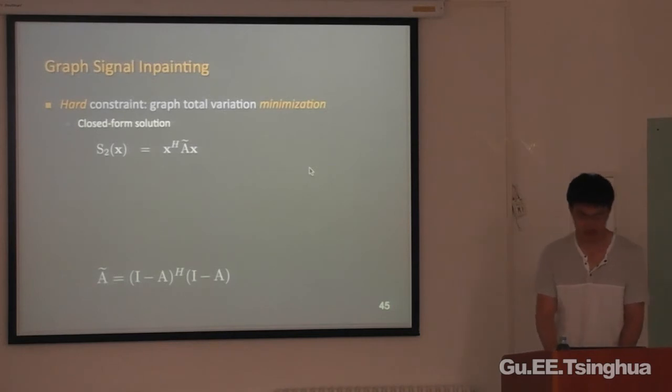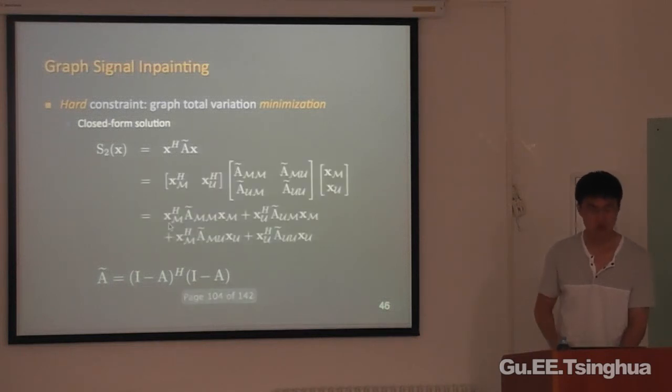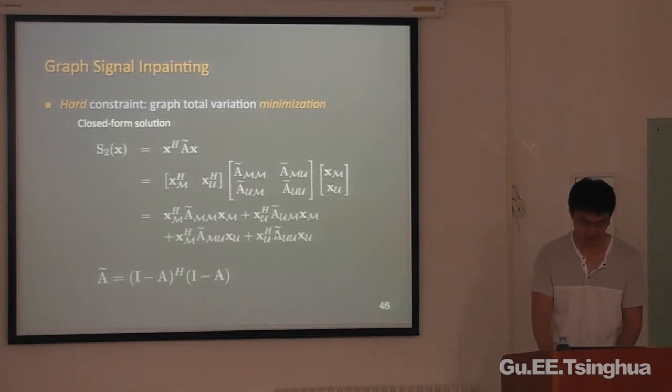And we can actually solve in a closed form solution. And we represent the quadratic form in this way. This A tilde is quadratic form. And you can separate it by the measured part and unmeasured part. So here we get 2 by 2 blocks. And you split that and you get 4 terms here.